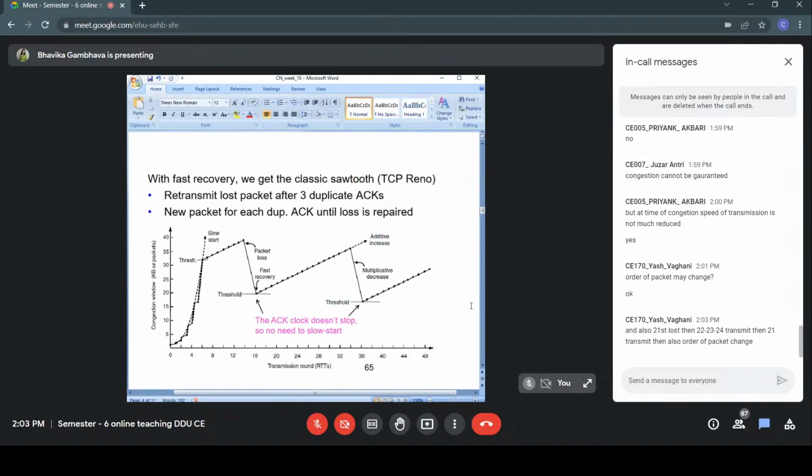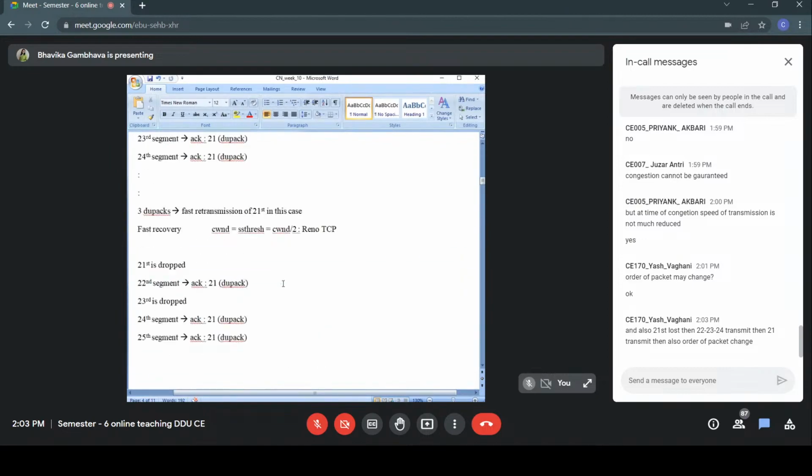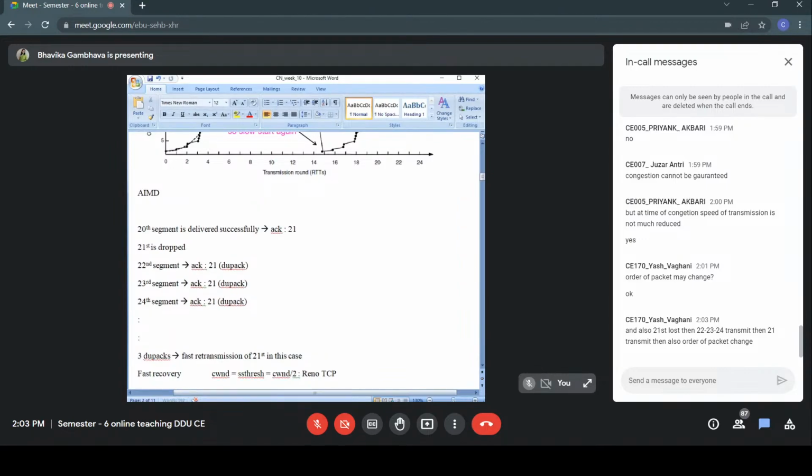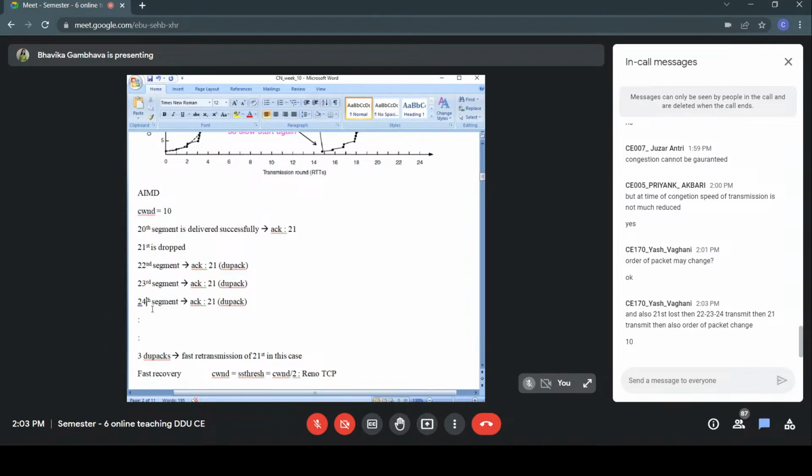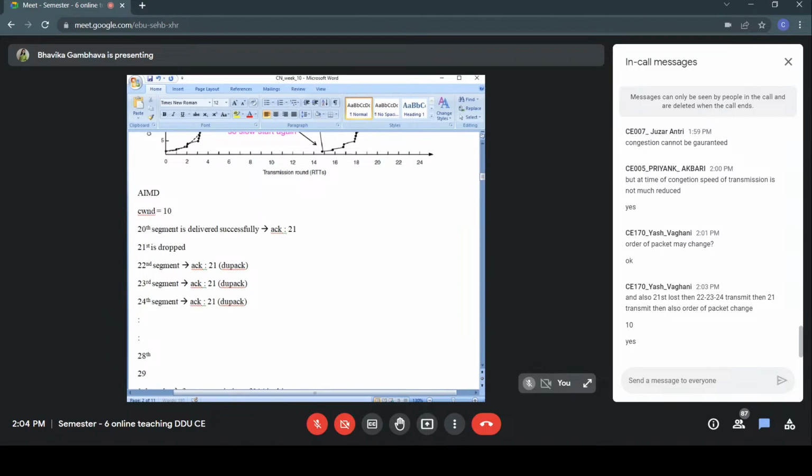See, yes, everyone be with me. Let us again attempt it. Our congestion window value would be something. Let us say our congestion window value is 10. If our congestion window value is 10, what is the meaning of that? We are allowed to send 10 segments. So we have sent 20, 21, 22, 23, 24, 25, 26, 27, 28 and 29. From 20 to 29 segments we are allowed to send. Are you with me? Everyone, please try to be with me.